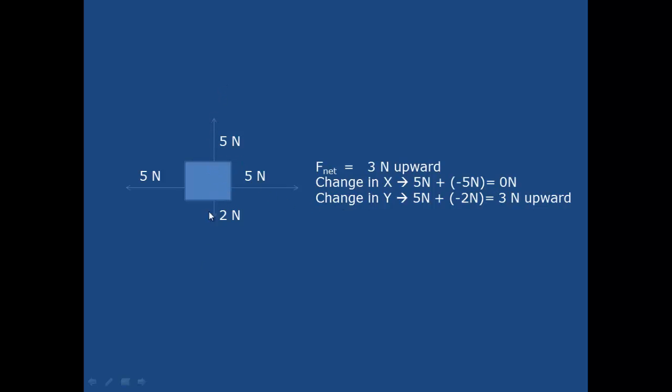When we look at the forces being applied up and down, this is our change in y. We have 5 newtons going up in a positive direction and a 2 newton force going down in a negative direction. This results in an overall force of 3 newtons upward.